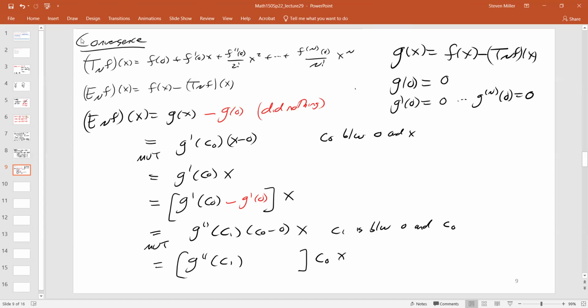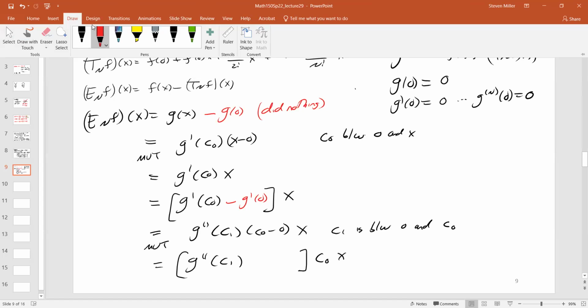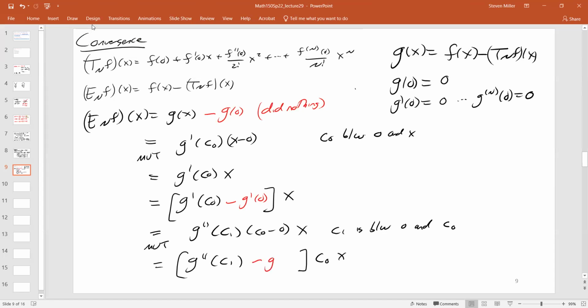So how would I add 0? Subtract g double prime at 0 times x. Yep.